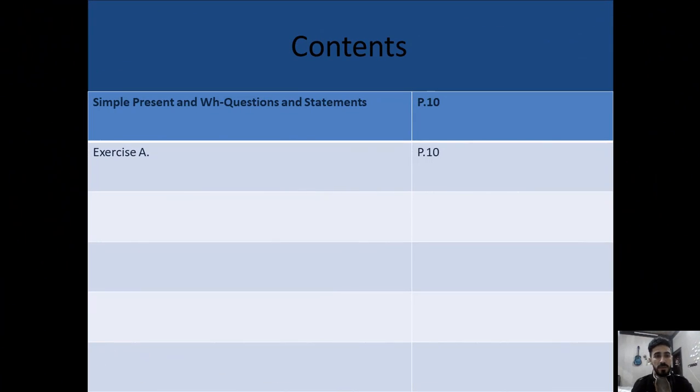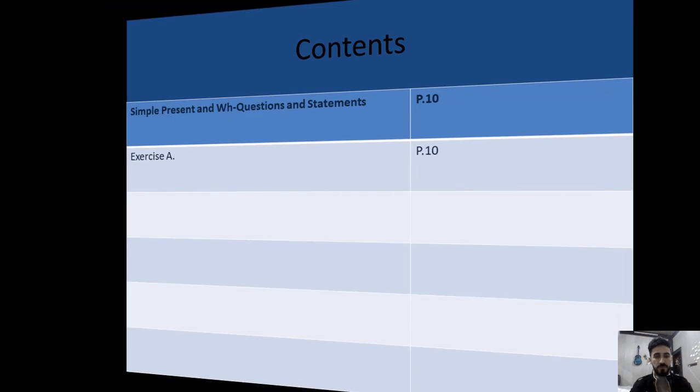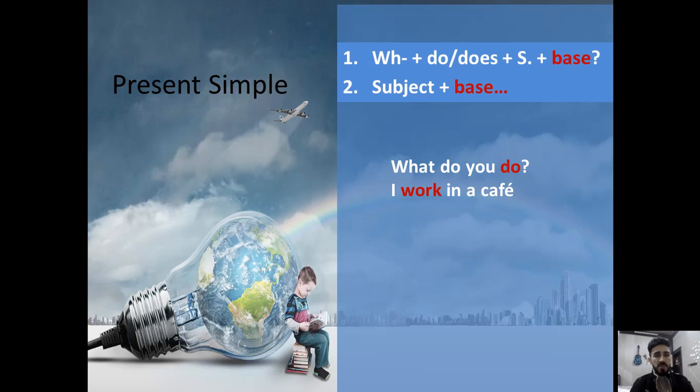If you look at the content, we've got simple present and WH questions and statements on page 10, and exercise A on the same page. Present simple has two structures. The first one is the interrogative, the question form: WH question word plus do or does, according to the subject, plus the subject and a base, and a question mark. This is an interrogative form of a sentence.